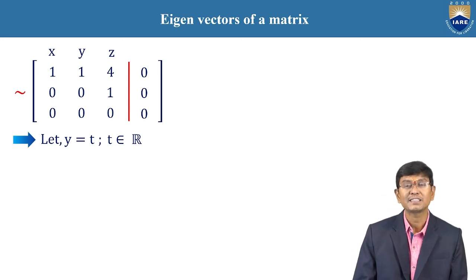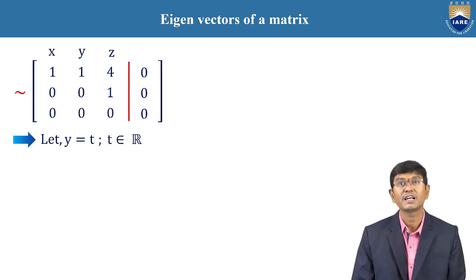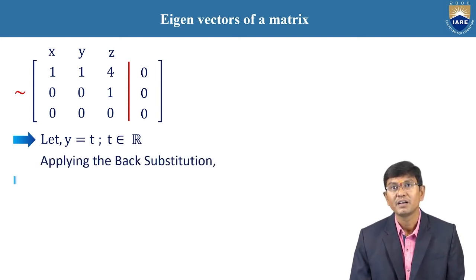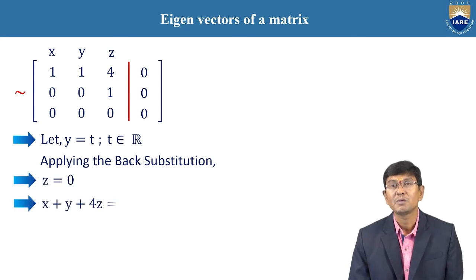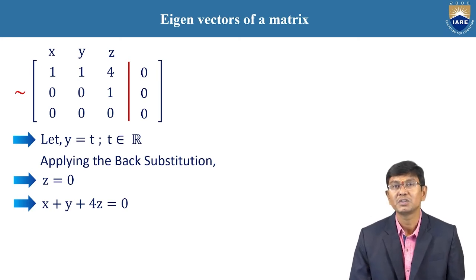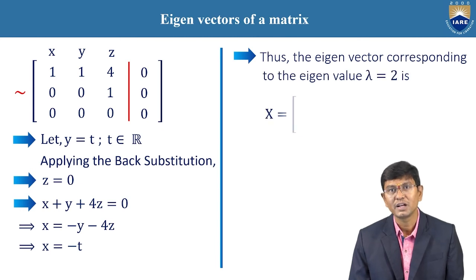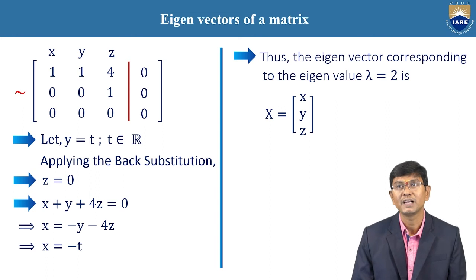Therefore, by the back substitution method, assume that y is equal to t, where t belongs to any real number. Once again, by back substitution, z is equal to 0 and the other equation is x plus y plus 4z is equal to 0. Since z is equal to 0, the equation is x plus y is equal to 0. We assume y is equal to t, therefore automatically x is equal to minus t.